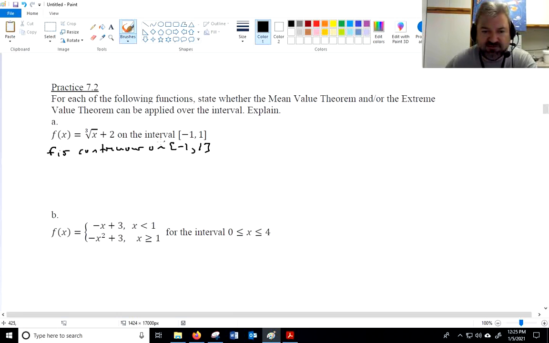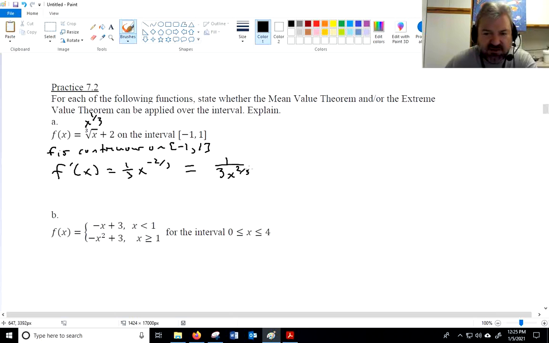Let's take the derivative here. I don't want to just guess by looking at that. I want to take the derivative. Remember, this is x to the 1/3 power, so this becomes 1/3 x to the -2/3. Well, that, if you allow me to do a little bit of rewriting, is this.